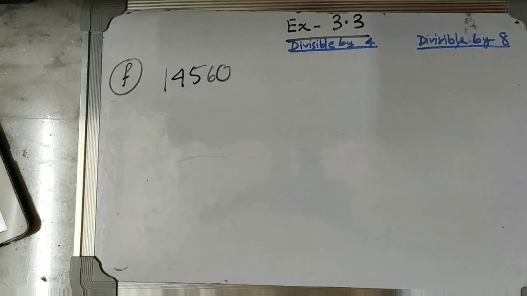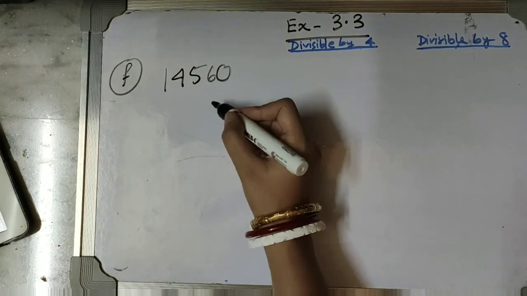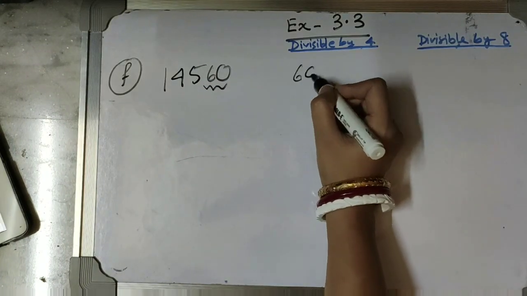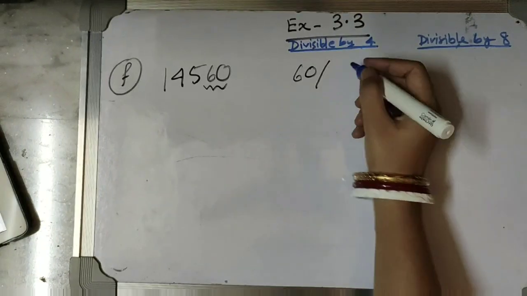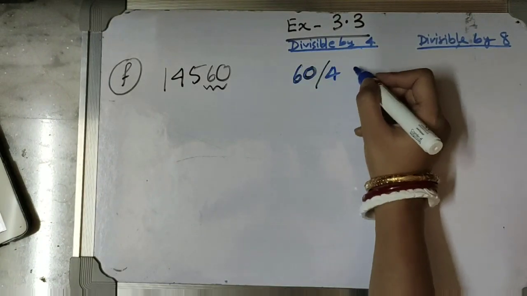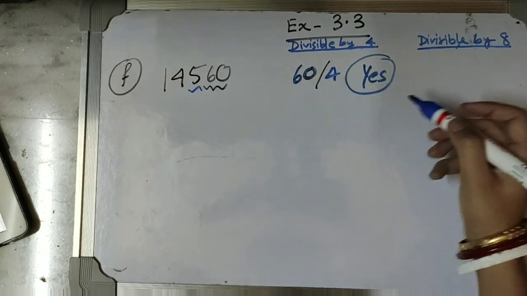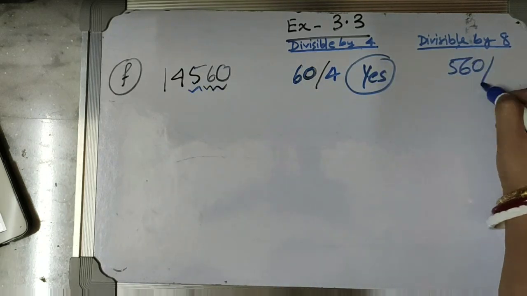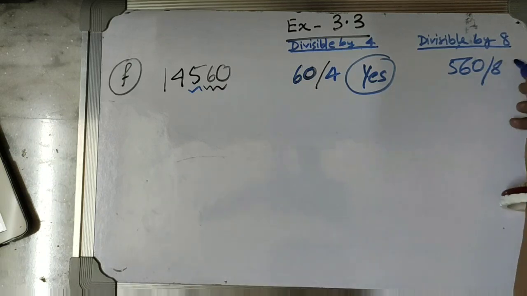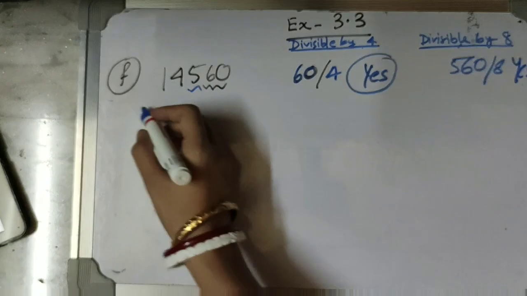F. Here it is given 14560. Again, 60 is divisible by 4, so the number is completely divisible by 4. Now I will check the last three digits, 560, which is also divisible by 8. So the number itself is divisible by 8.